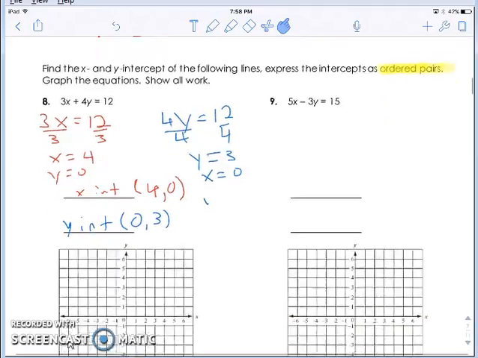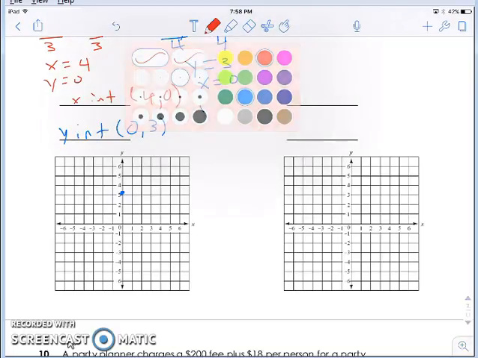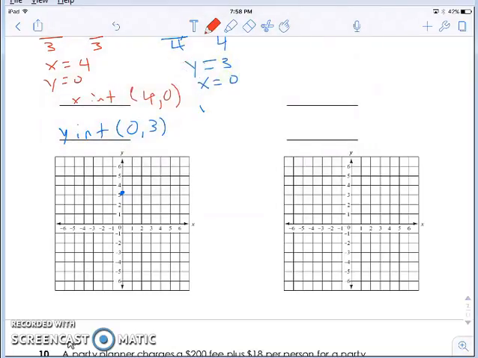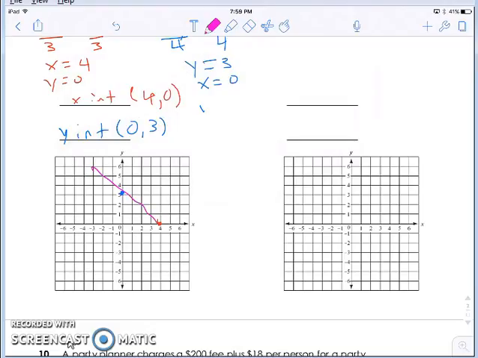And now we're going to put it on a graph. So we have the point 0, 3. And we have the point 4, 0. And we're going to connect those 2 points with a straight line. Arrows on the end. And there we have it.